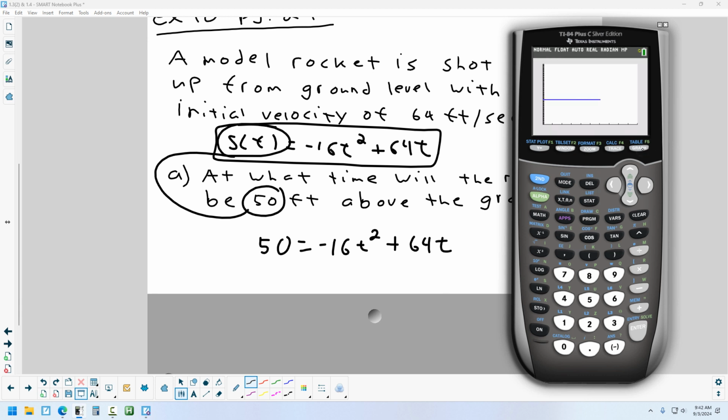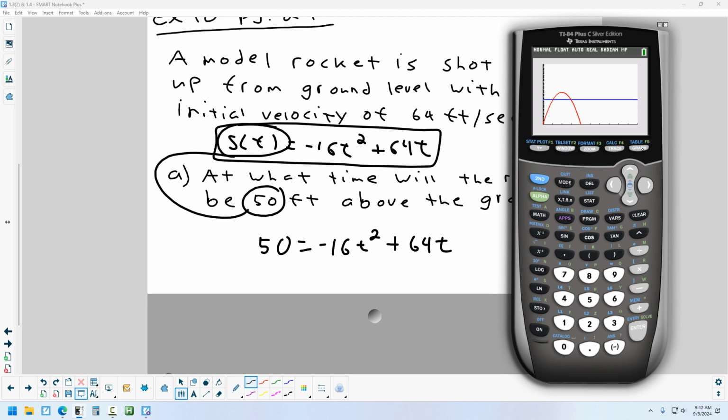So there's my line representing 50 feet. There's my object being thrown. How many times does it look like it hits 50 feet? Yeah? Why does it hit twice? So it has to go up, then back down. Right, it hits it on the way up, it hits it on the way down.